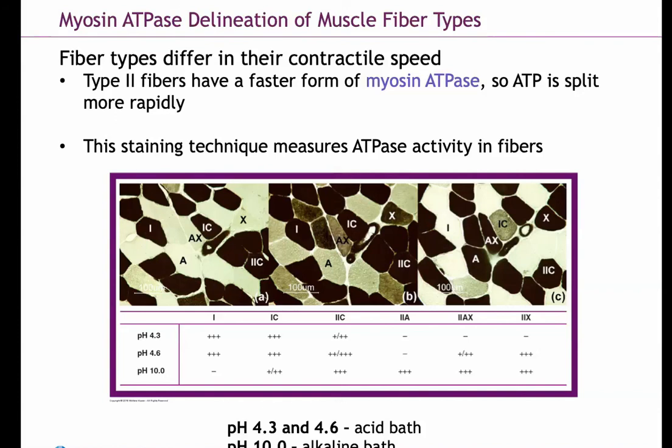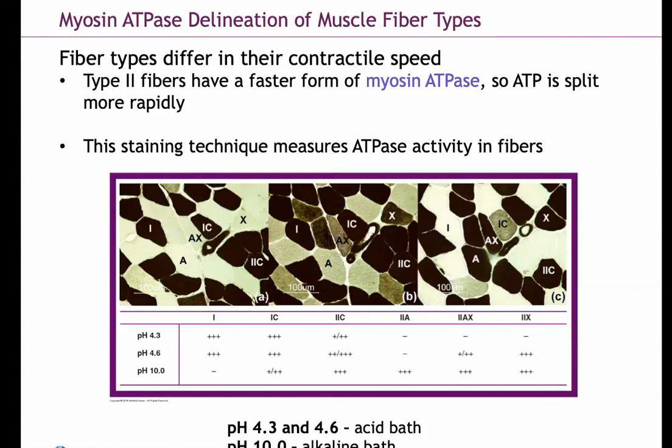Okay, so what are we looking at here? You can see the second part's cut off, but we have a pH of 4.3 and 4.6. That's going to be our acid bath.